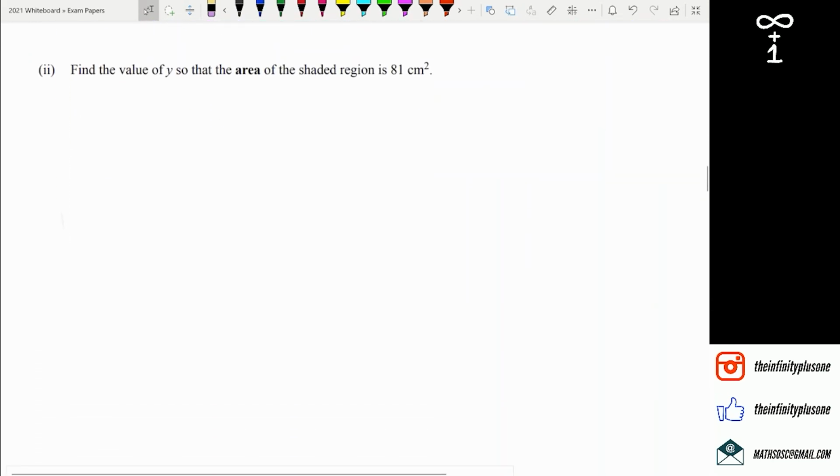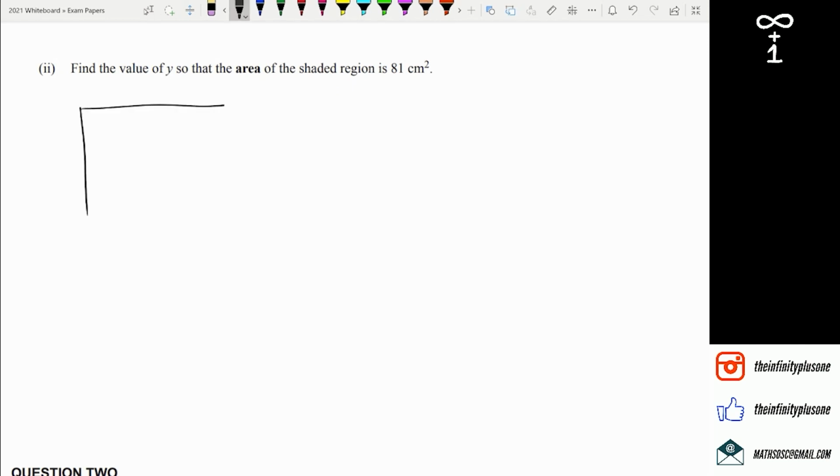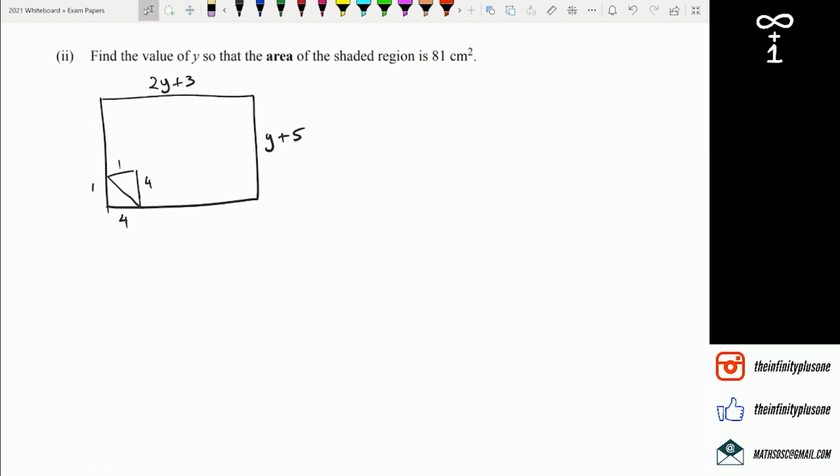Okay, so let's go to the area of the shaded region. With the area of the shaded region, we're going to pretty much follow that same idea, all right? Just to give you a bit of a recap on that question, we had 2y plus 3, and we had y plus 5. We had a 1 and 4, something like this, right? 1 and 4 again. So based on this idea, we're pretty much going to do this, and I'll show you how this actually works.